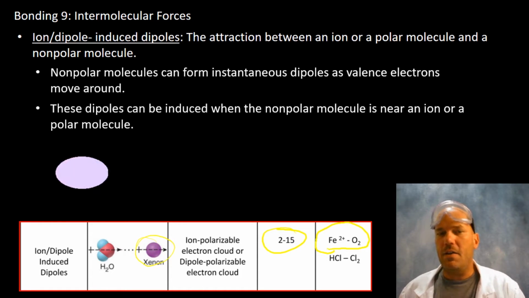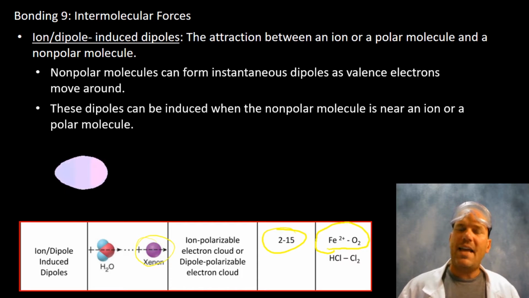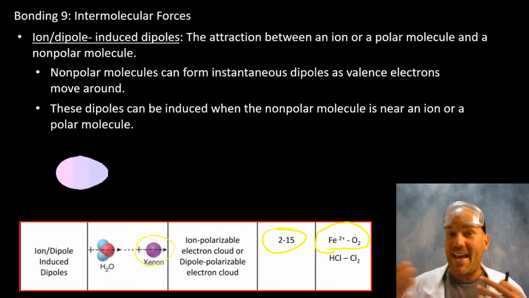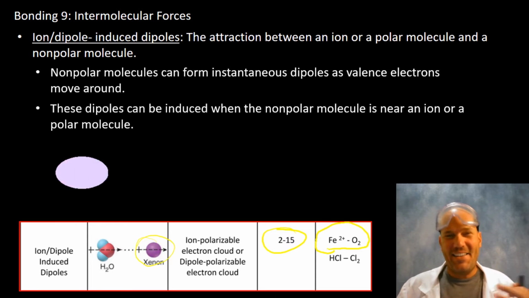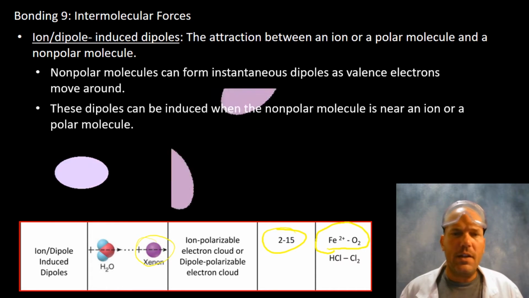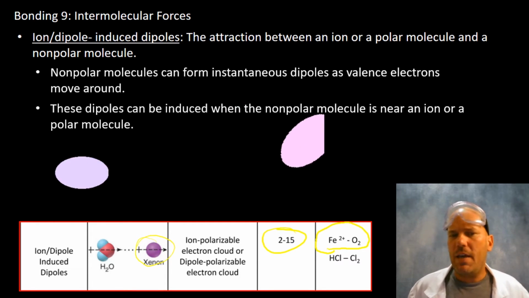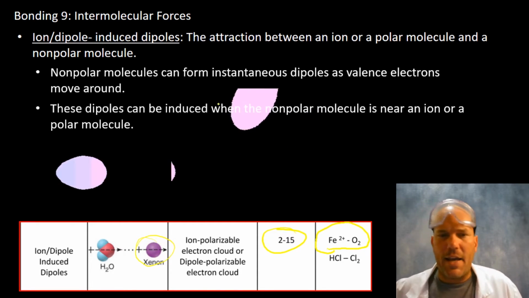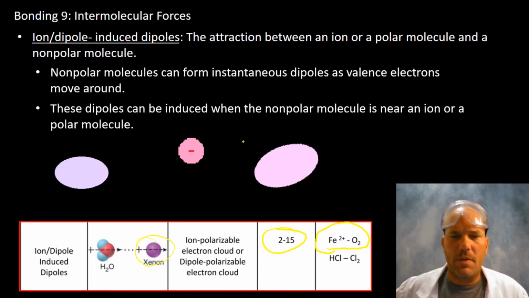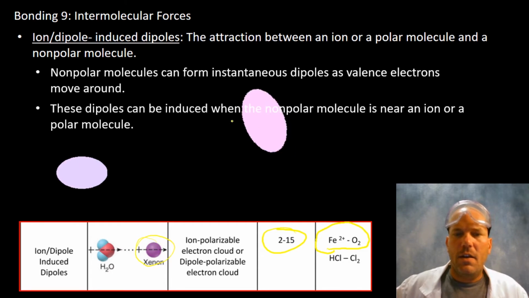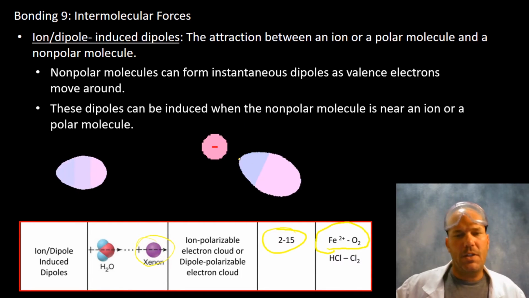In the case of an ion, you would say that's an ion-induced dipole. Let's look at a schematic here. What's going on? Well, here we have an ion, in this case a cation shown here, and an anion shown here.